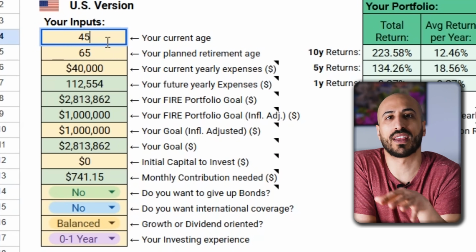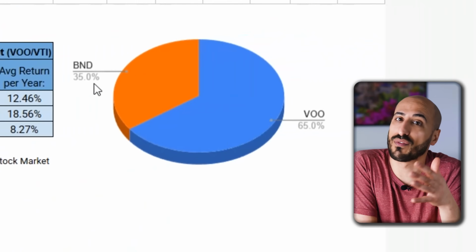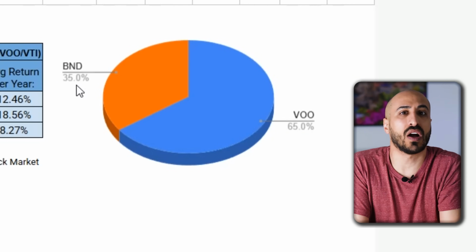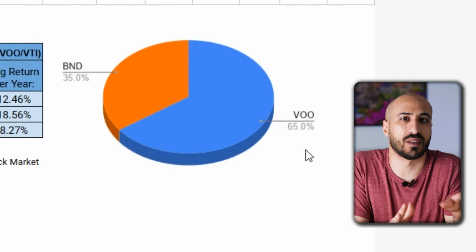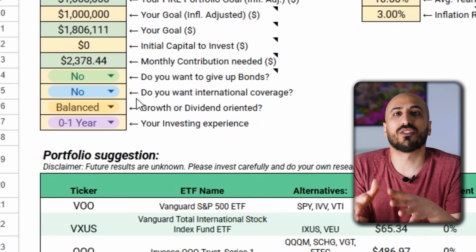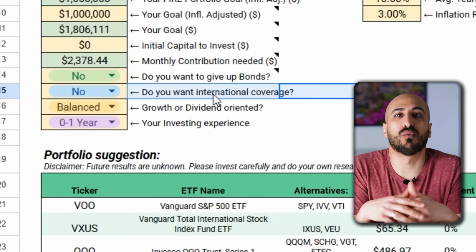So for example, if I write here 45, the tool suggests 35% in BND, which is the Vanguard Total Bond Market Index Fund ETF, and the rest in VO, the Vanguard S&P 500 ETF. After bonds, the second important decision you need to make is if you want international diversification. I'm going to be brief here.